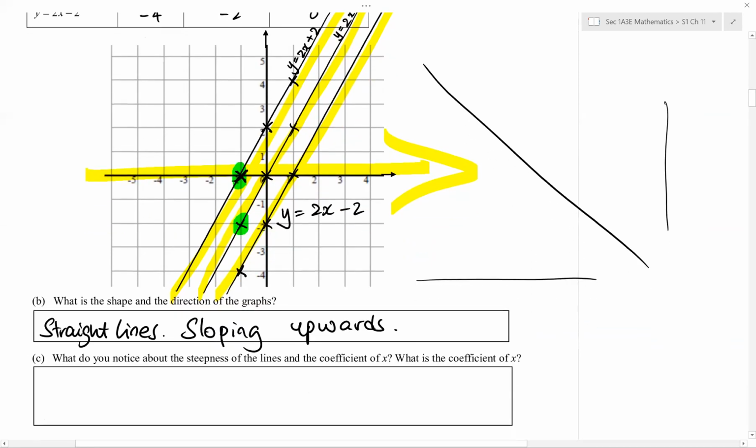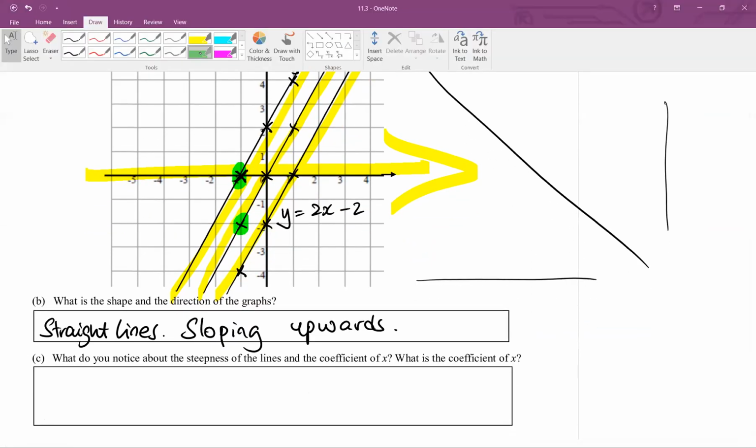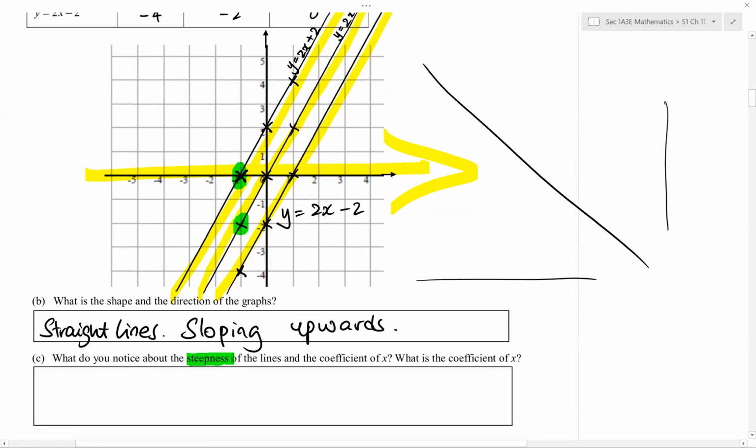So next, what do you notice about the steepness of the lines? What does steepness mean? Do you like to run up a slope for your PE? Do you actually run slopes? No, school no slope. Are there slopes in school? Are you sure to have? No, in school. Let's talk about school. Are there any slopes in our school? Where?